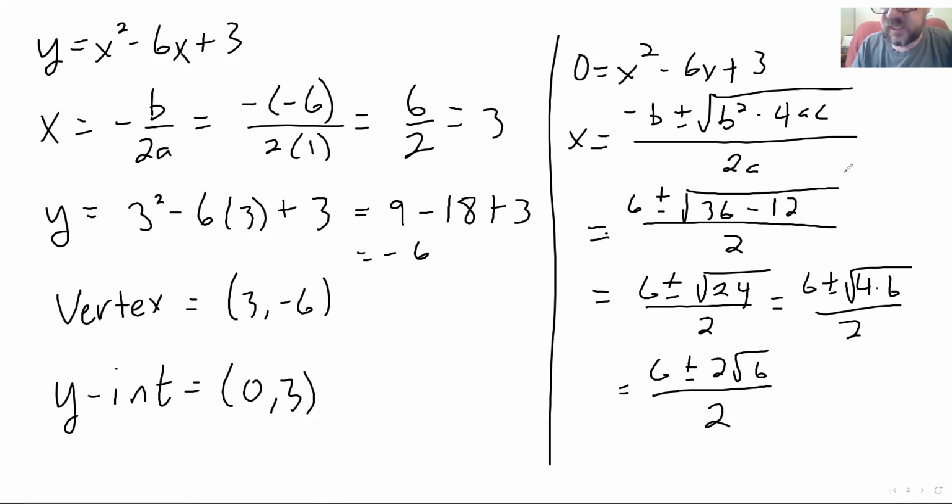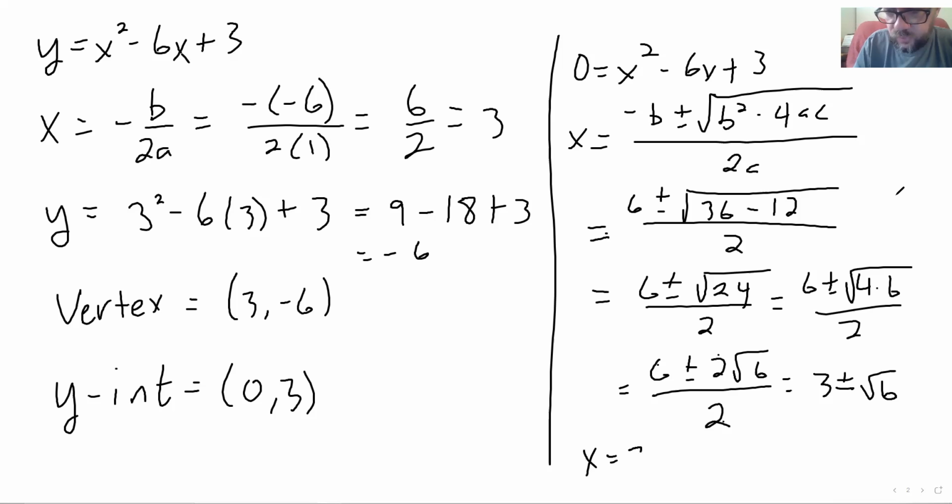And because this 6, this 2, and this 2 all have a 2 in them, I can factor that all out and cancel. And so I end up with 3 plus or minus root 6 all over 1. I'm not writing the over 1. So I have 3 plus root 6 and 3 minus root 6 as my x-intercepts.